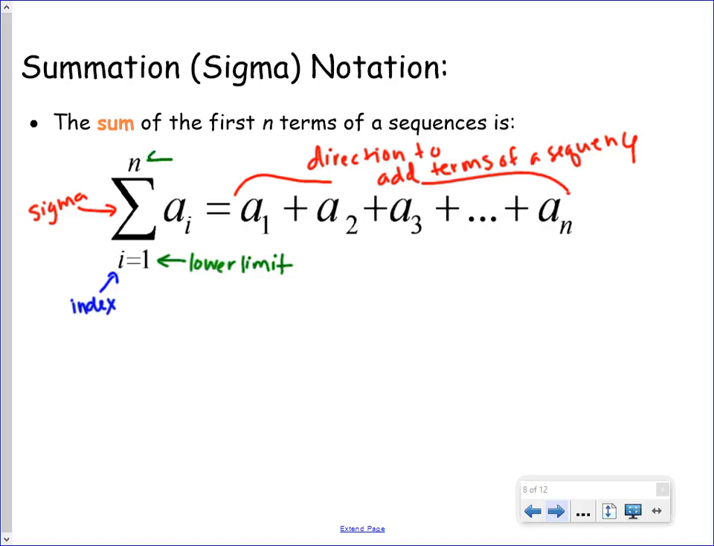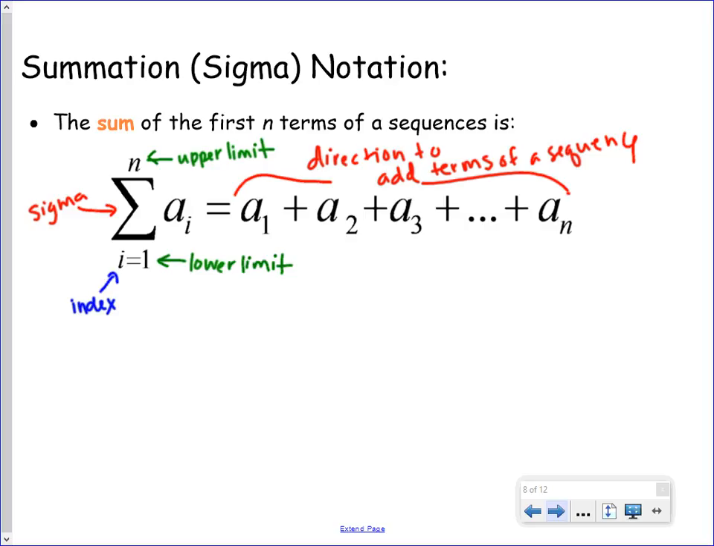And then I have an upper limit. Now, the difference is when we do actual problems, the upper limit is going to be given to us as an actual number. So instead of n, it will be like 5. And so we know we would add a sub 1 plus a sub 2 plus a sub 3 plus a sub 4 plus a sub 5. So that's your upper limit.